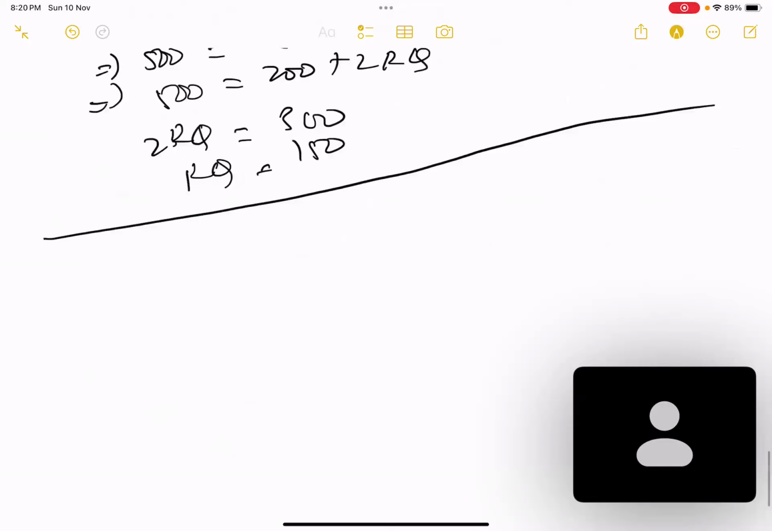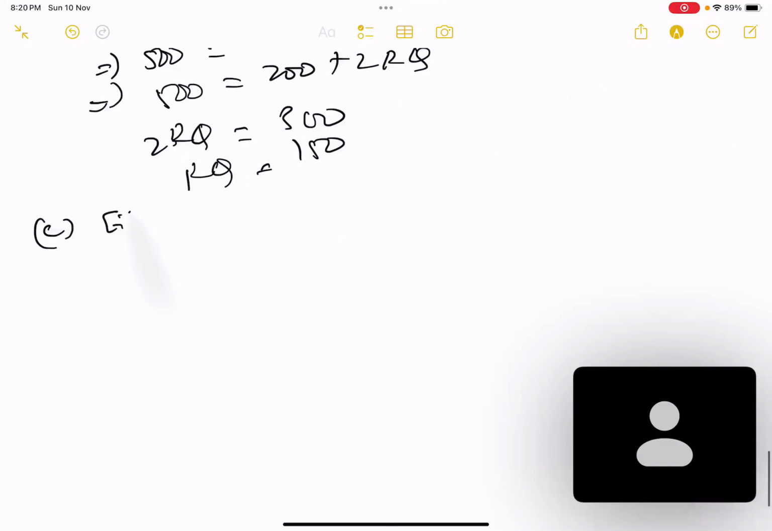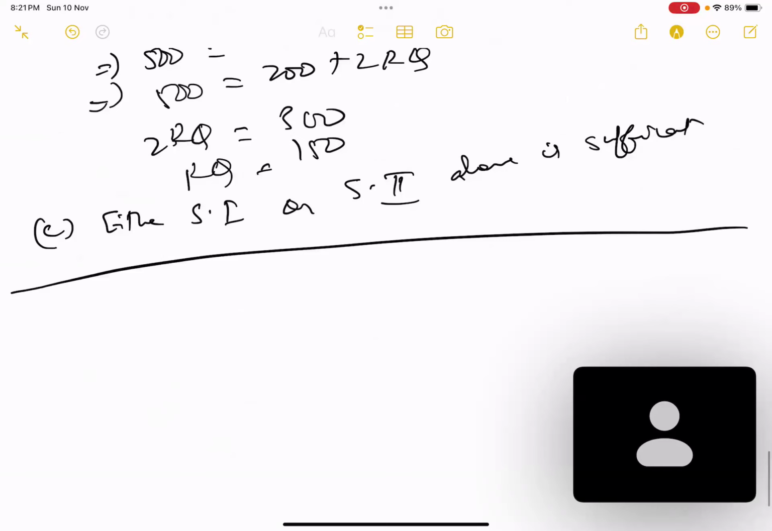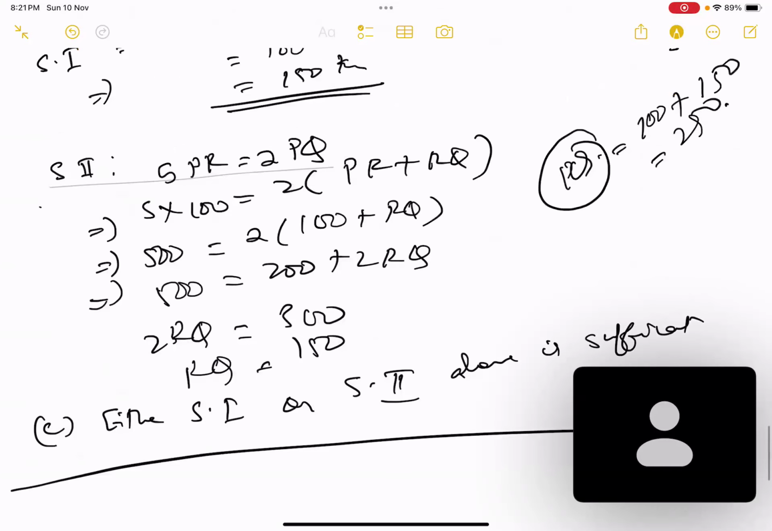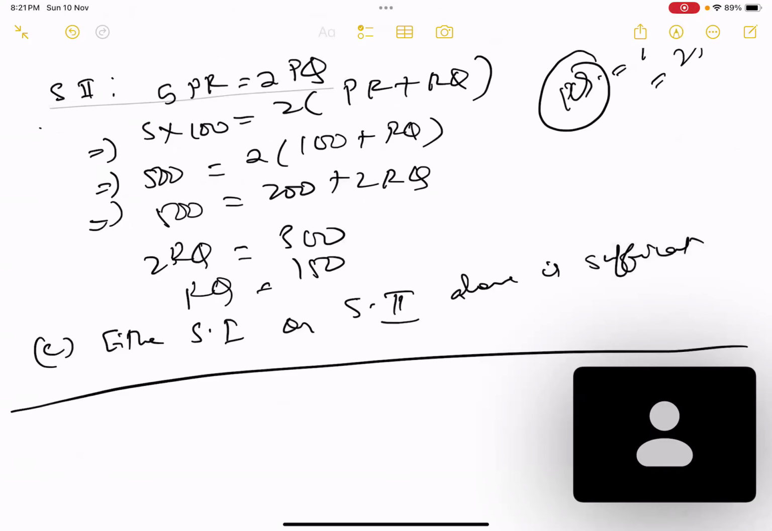Either statement 1 or statement 2 alone is sufficient. Since we can find the value of RQ with the help of statement 1 or with the help of statement 2 alone, answer number C. Okay.